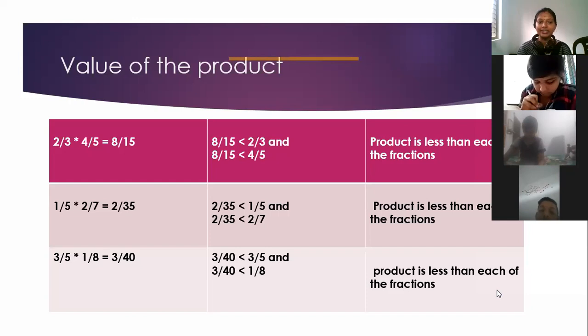You just complete the number and then find its product, and then you have to compare the product with each of the fractions and arrive at your conclusion. Our conclusion should be that the product is less than each of the fractions, and you have to arrive at it by choosing a number, finding its product, and comparing the product with each of the fractions.